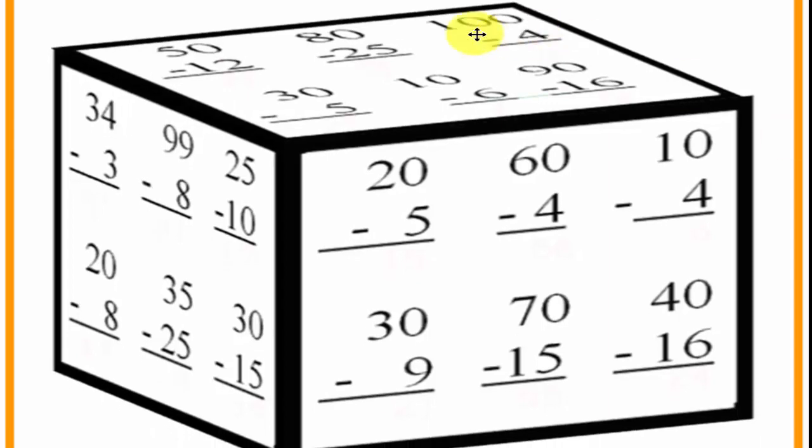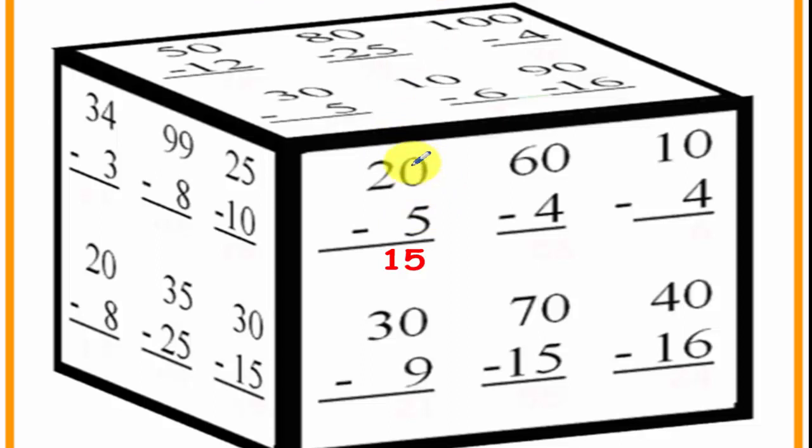Okay, we have a cube. We have numbers at the top, numbers on the left, and we have numbers in front of us. Let's look at this first one to see basically what we're talking about. Here's 20 minus 5. You can't take 5 from 0, can you? No. So our answer really is 15. But how did we get to 15? Well, here's how we got that.